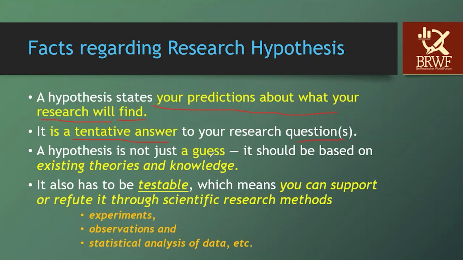A hypothesis is not just a guess. In the previous definition we said it is just a guess, but when you come to the research perspective, you cannot say it is just a guess. It should be based on existing theories or existing knowledge, meaning the facts, the analysis, the statistics about something. For example, we are searching for the answer to why school dropout rates in villages are higher than in urban areas.